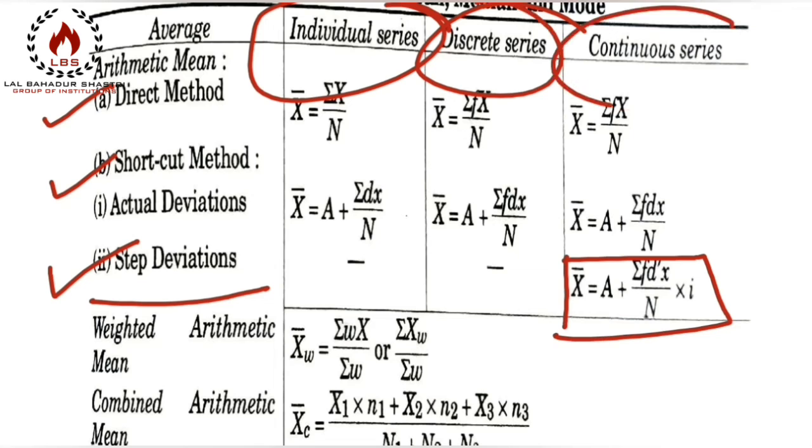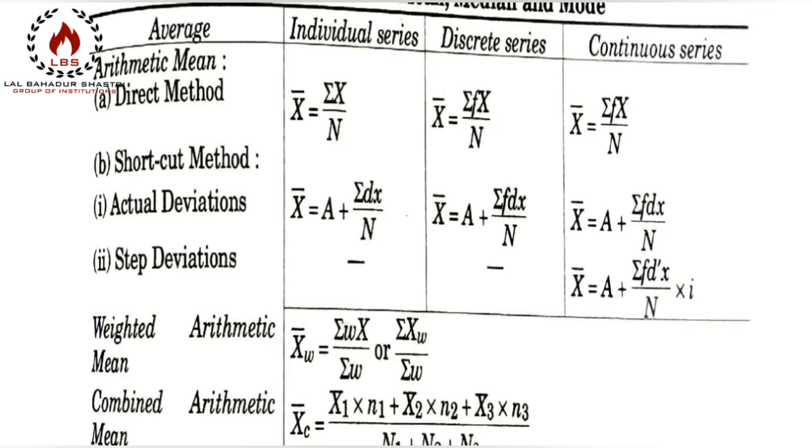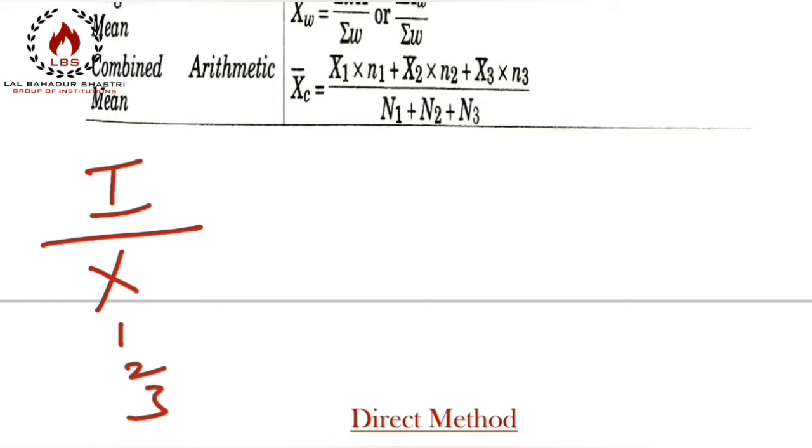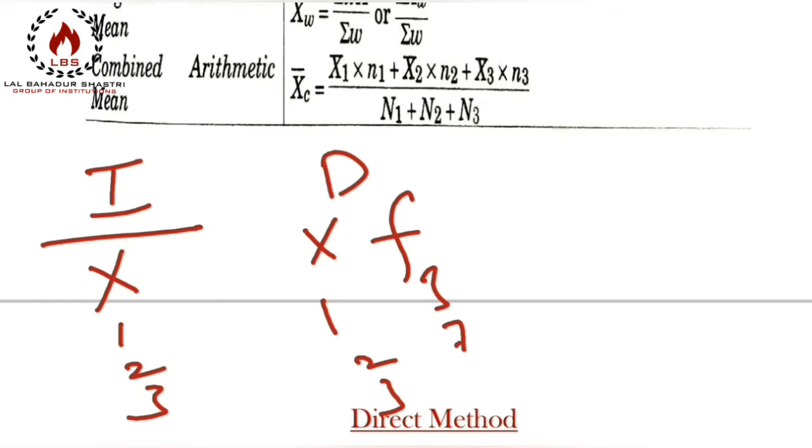Individual, discrete and continuous. These are the three types of series we have. Now first understand how these series work. Individual series. In individual series we only have observations, like 1, 2, 3, 4. In discrete series we have observations and their respective frequencies. 1, 2, 3 and their respective frequencies 3, 7, 8.